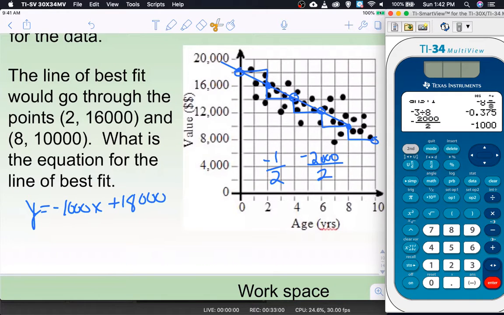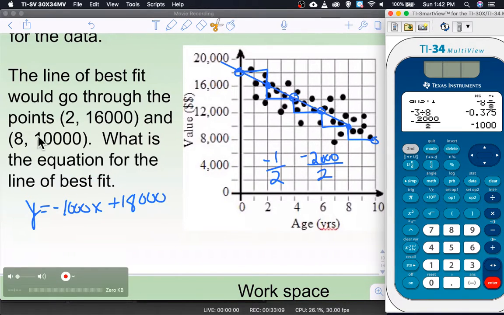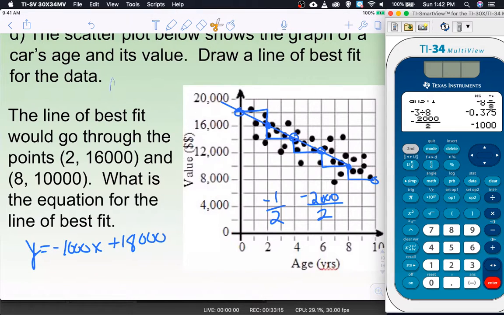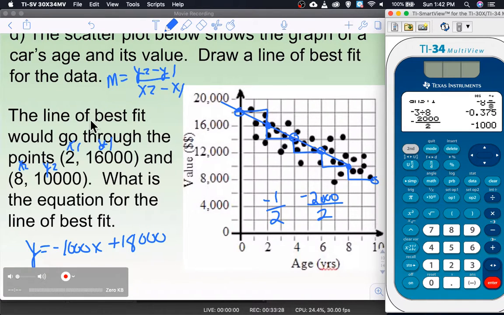And I'm going to copy that because I'm probably going to use it over the next few pages. Now you could have, instead of using the graph to find your slope, used these 2 points and the slope formula, which is m equals y2 minus y1 over x2 minus x1, and said, okay, that's x1, y1, x2, y2. You could have done this to find your slope. You would have got -1,000 as well.